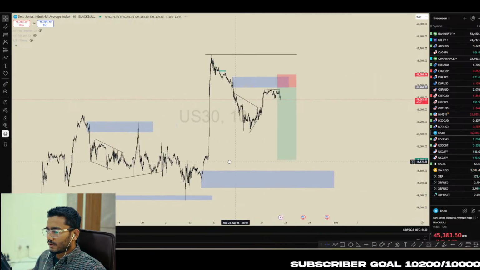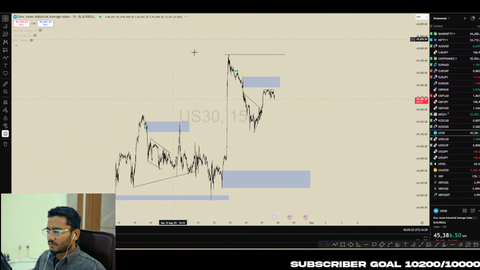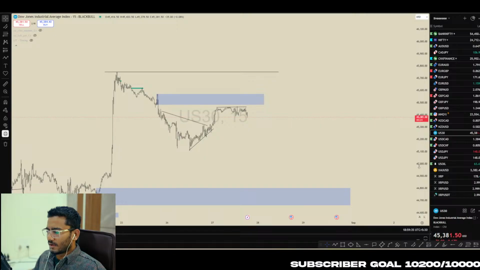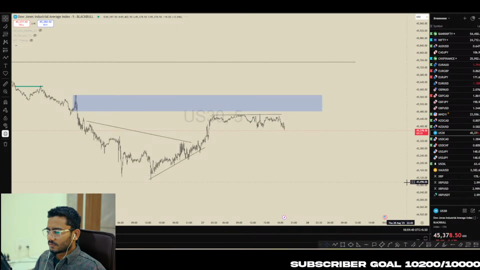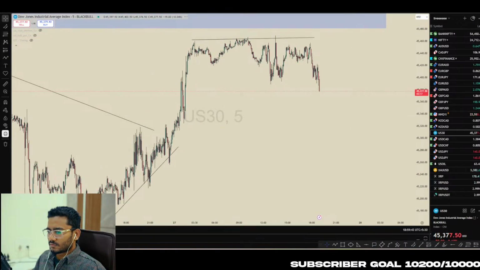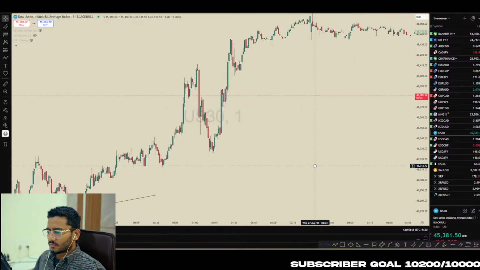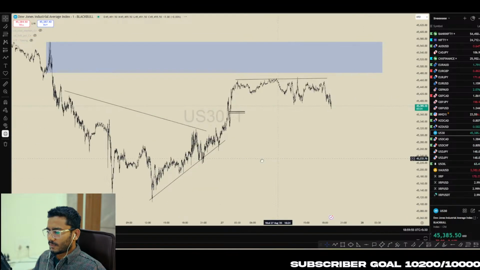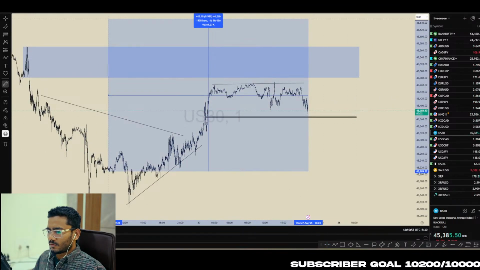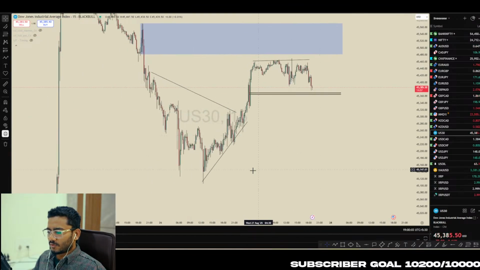On US30, price has finally come to our entry. Let's wait and see what it does. Price has created this trend line liquidity, like equal highs over here. We can expect buy side movement from this. This is an order block here.